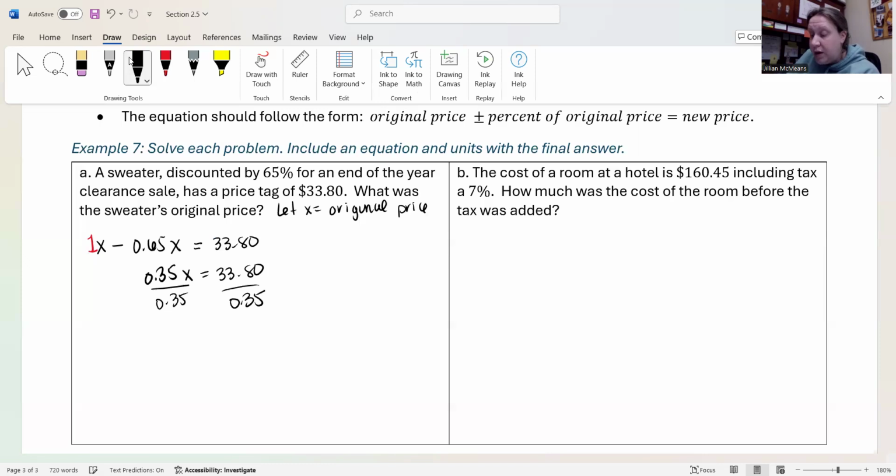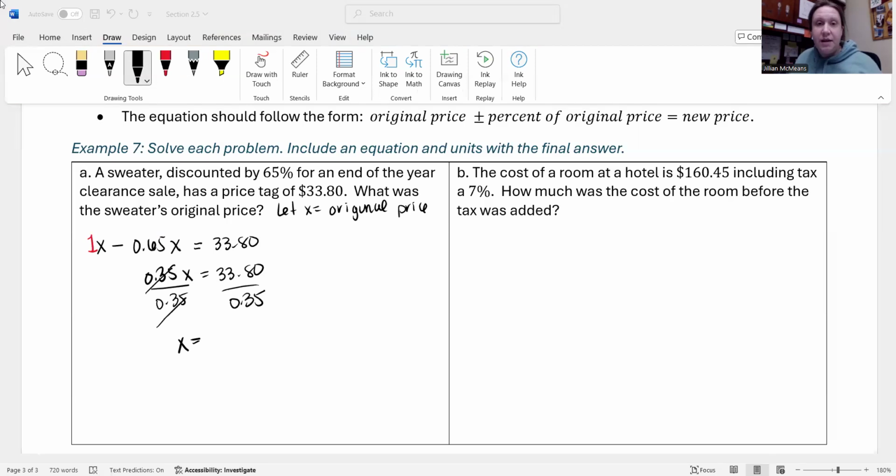On the left, 0.35 divided by 0.35 is just 1. 1 times x is just x. And then 3380 divided by 0.35 is, you're going to get some crazy number. Actually, let me show you so you can see here, because we're going to have to do some rounding.